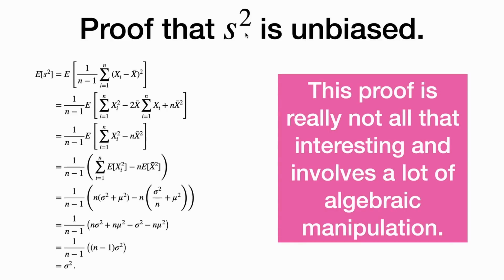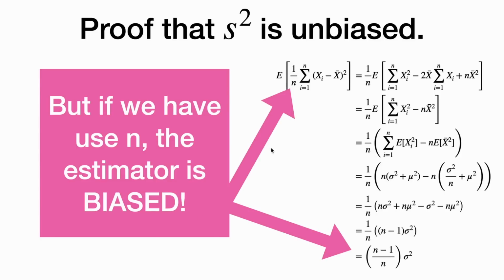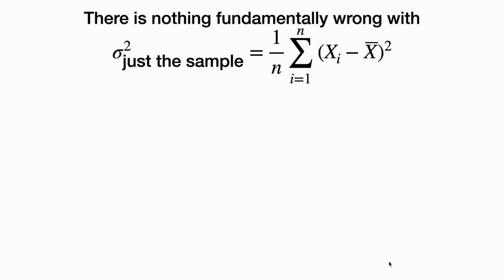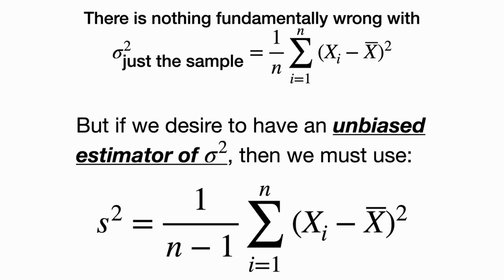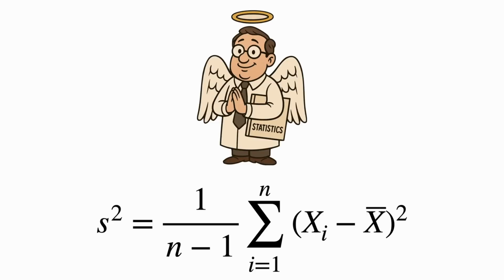And we could prove that s squared is unbiased using a lot of properties of expectation and algebra tricks. But what we're interested in showing is that the expected value of s squared is sigma squared. But if we used 1 over n instead, we would see that it's biased. It's not equal to the thing we want to estimate. There's nothing fundamentally wrong with using sigma squared just the sample with 1 over n. But if we desire to have an unbiased estimator of sigma squared, then we must use the formula for sample variance with n minus 1. And then we can be unbiased.